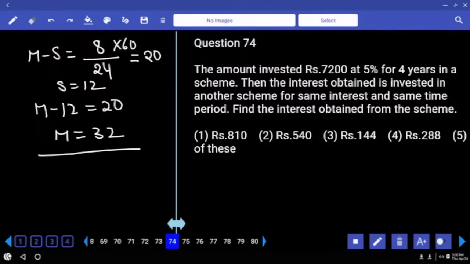An amount of 7,200 is invested at 5% for 4 years in a scheme. Then the interest obtained is invested in another scheme for the same interest rate and same time period. Find the interest obtained from the second scheme.